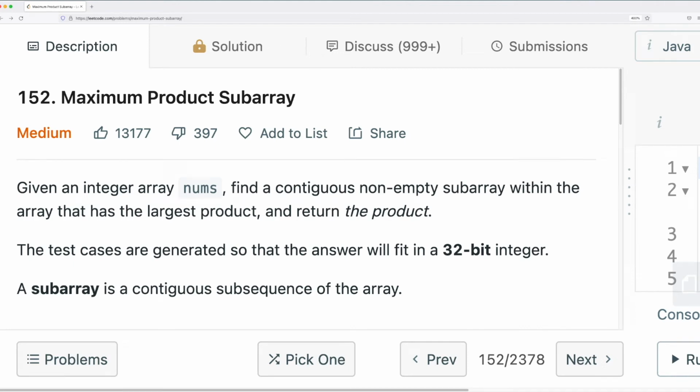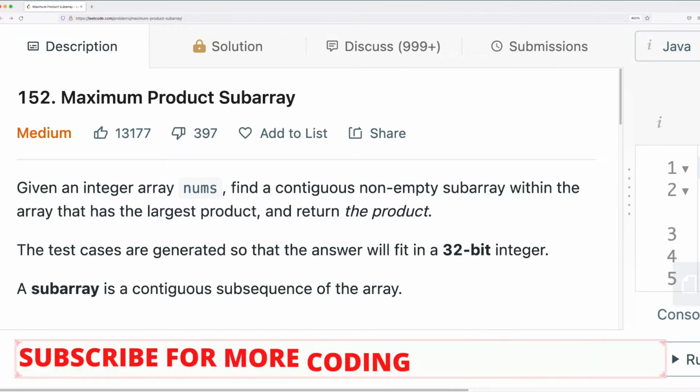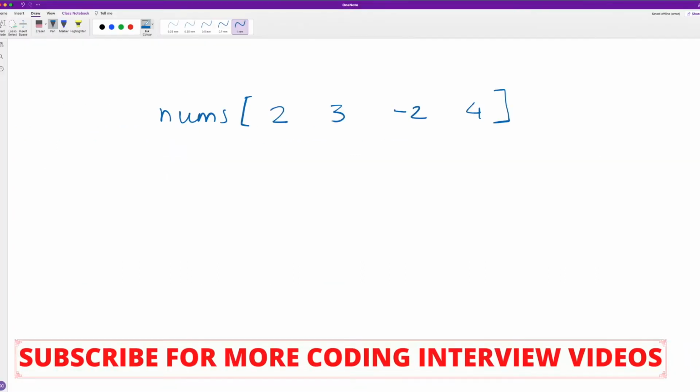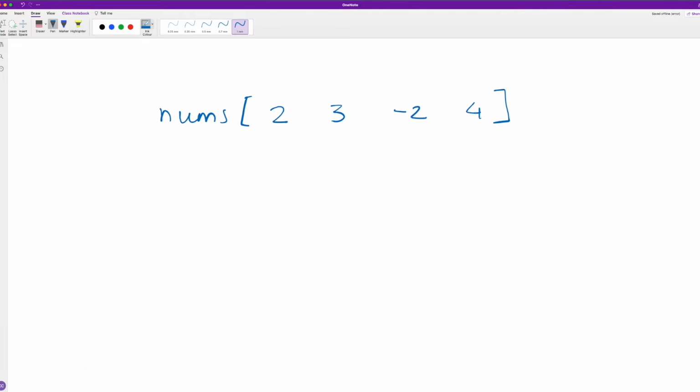Today we will solve the Leetcode problem to find the maximum product subarray. In this problem we have been given an integer array nums and we need to find a contiguous non-empty subarray within the array that has the largest product and return the product. So we have here an array nums with these four values.